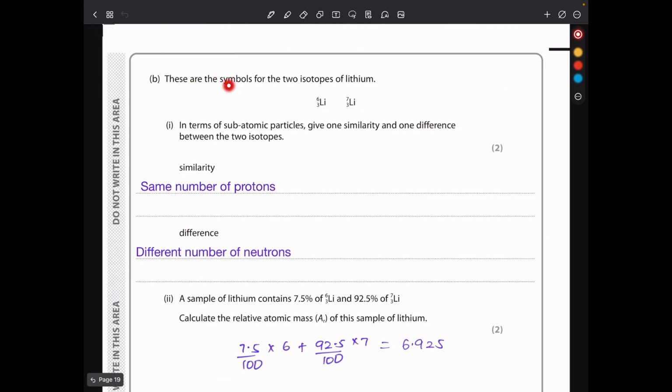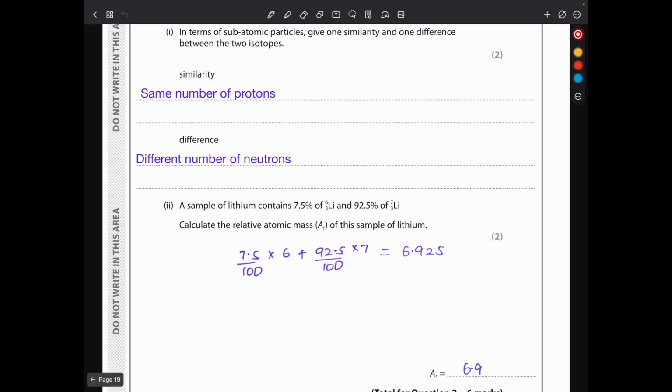Then in part B, these are the symbols for the 2 isotopes of lithium. One has mass 6 and the other has mass 7. They say in terms of subatomic particles, give one similarity and one difference between the 2. The similarity is they all have the same number of protons. The difference is they have different numbers of neutrons.